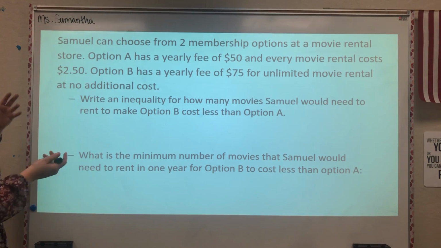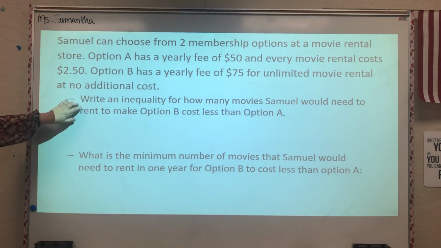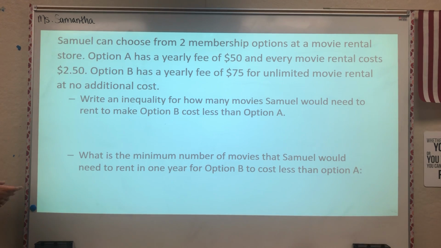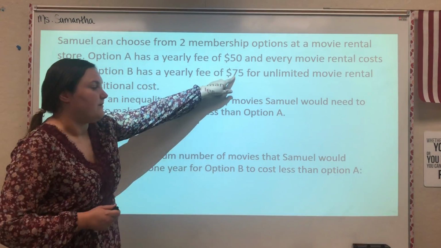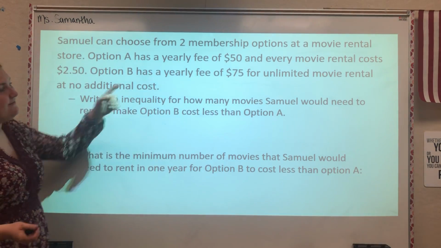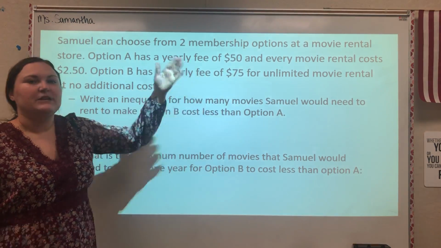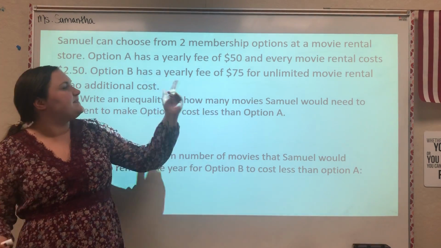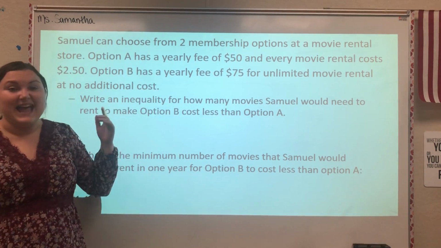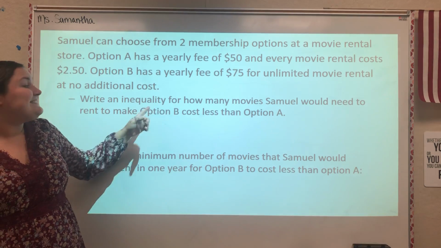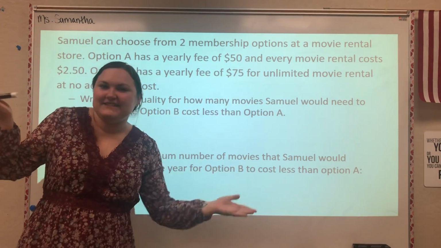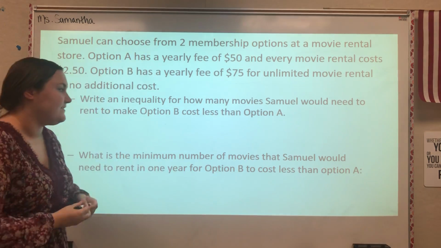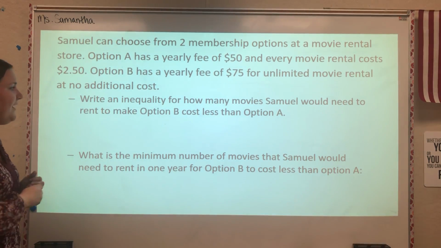So I say all that to say, when we get into this part here, it's asking us to write an inequality for how many movies Samuel would need to rent to make option B, the $75 one, cost less than option A. So where's that point where it tips? We said if you're not getting a lot of movies, A is better. If you're getting tons and tons of movies, B is better. At what point does it make sense to switch over to the other side? That's what we're trying to do in this problem.